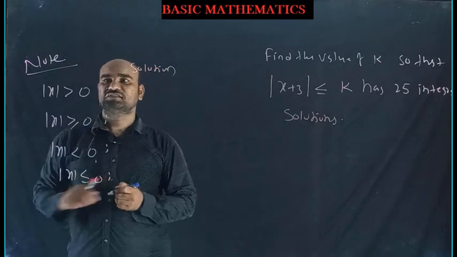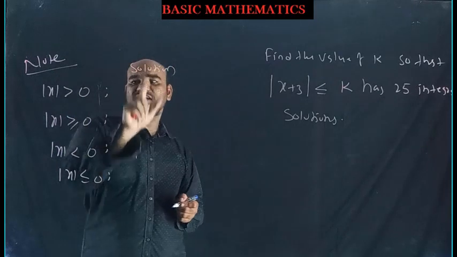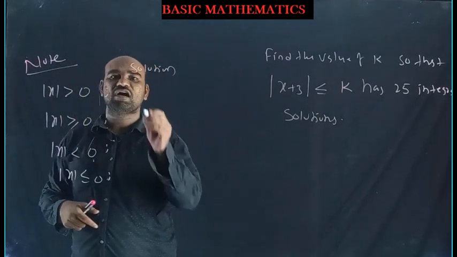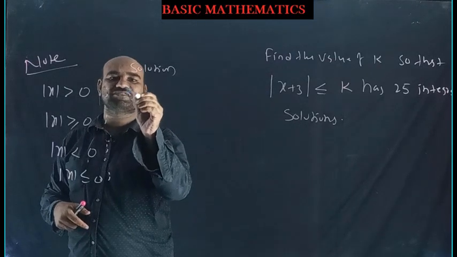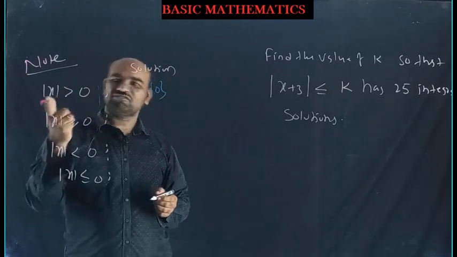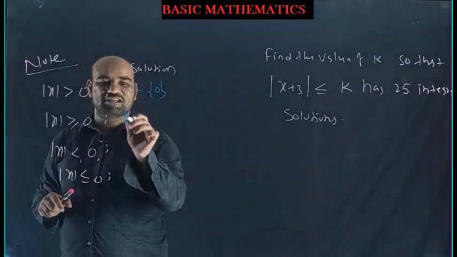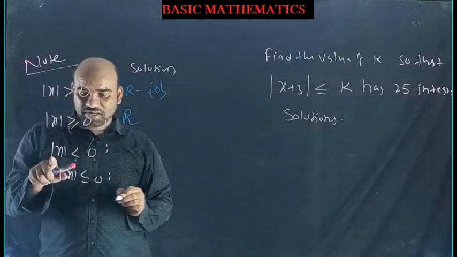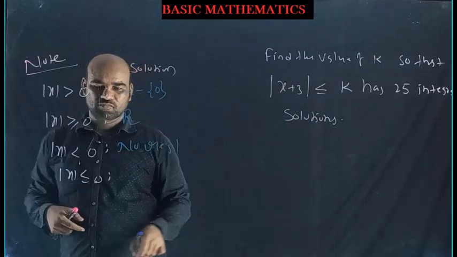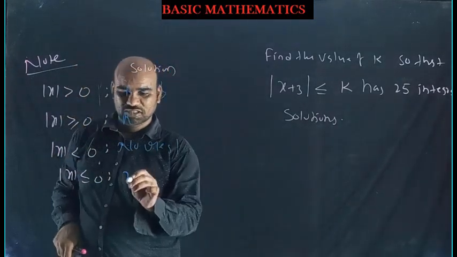Okay, students, last note here. Mod x greater than 0: I want the right solution. What can I say? All real numbers except 0. If you write 0, 0 greater than 0 is wrong. Other than 0, the statement is true. Mod x greater than or equal to 0: all real numbers. Mod x less than 0: no real number. Mod x less than or equal to 0: one real number satisfies, that is 0. X is equal to 0 only.